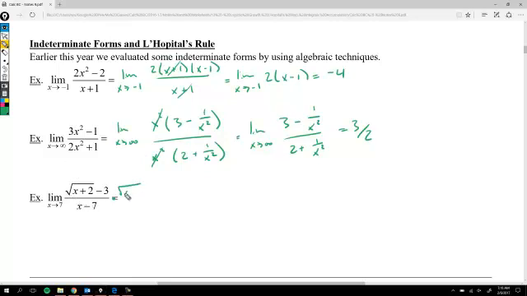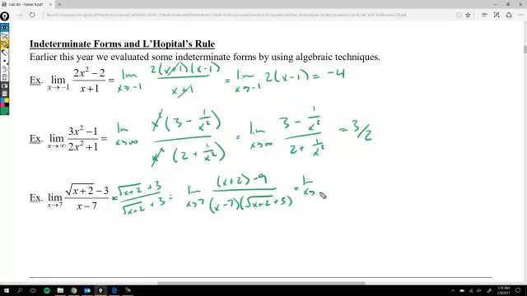So I'm going to multiply by the square root of x plus 2 plus 3 on top, the square root of x plus 2 plus 3 on bottom. Okay, and that will give me x plus 2 minus 9 on top. And remember, do not distribute the bottom. Right, we're going to keep everything separate. The reason being, a lot of times, this top will become this. Okay, so I have x plus 2 minus 9. That's the same thing as x minus 7.